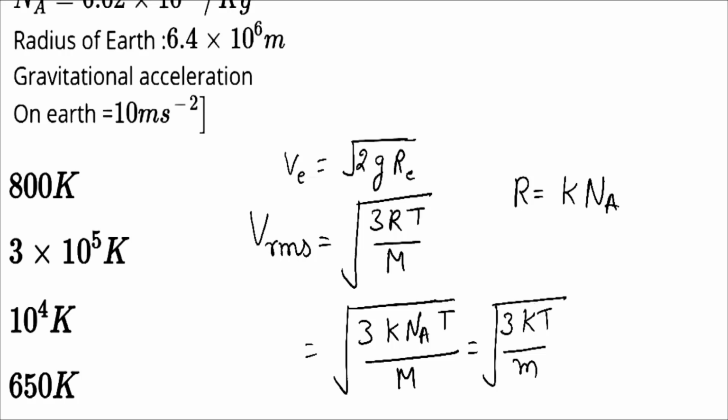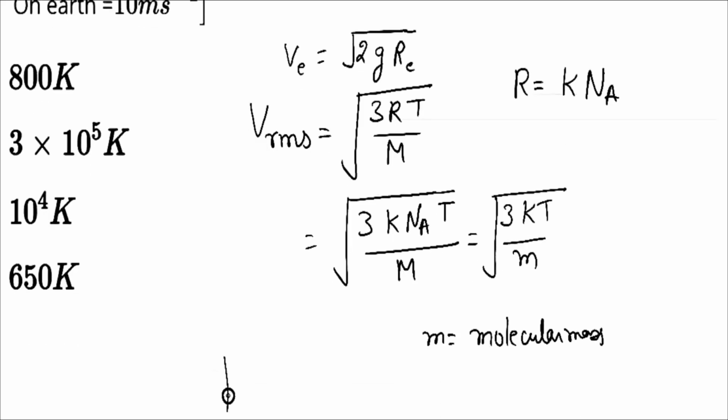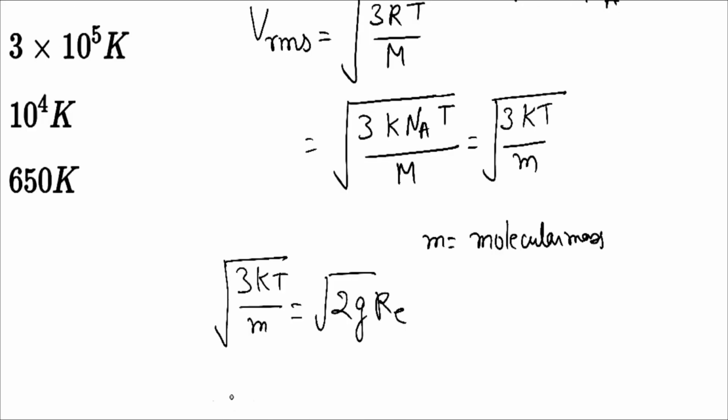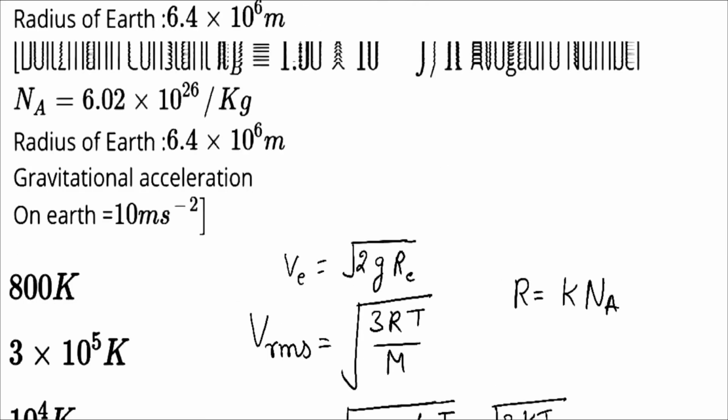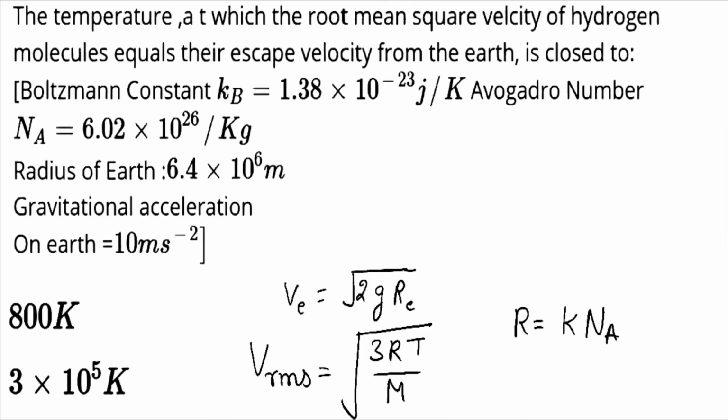Very simple. Now you can just equate the two. So I will write here under root of 3kT by m is equal to this. So you can square both sides. So after squaring both sides, you will get... Now if you see the question, in the question the temperature at which this happens is asked, right?